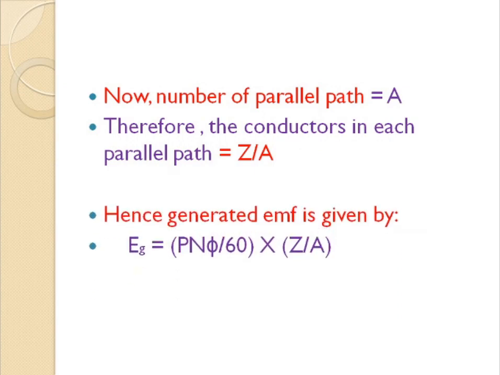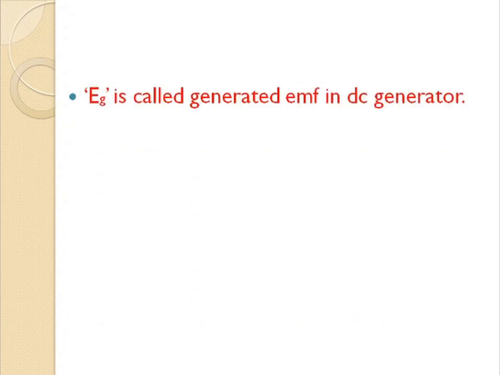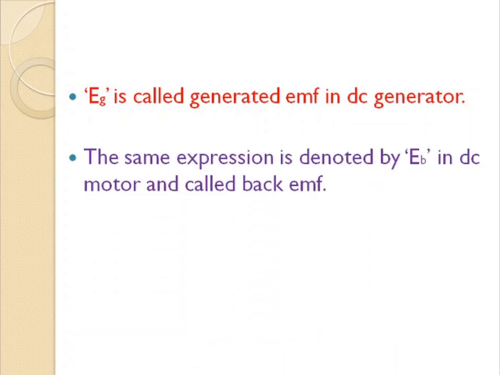Now, generated EMF EG is given by P N phi by 60 into Z by A in volts. Or generated EMF in simplified form is EG equals P N phi Z by 60 A. This EG is called generated EMF in a DC generator. The same thing in case of a DC motor is called EB or back EMF of the motor.